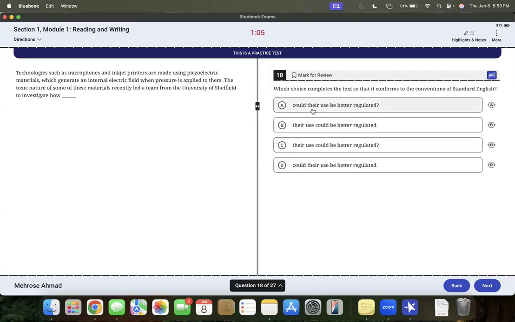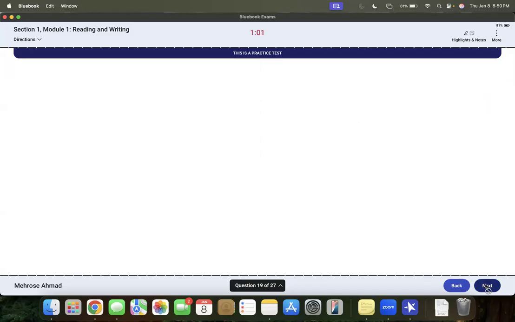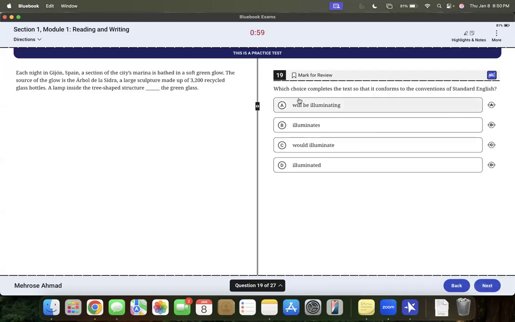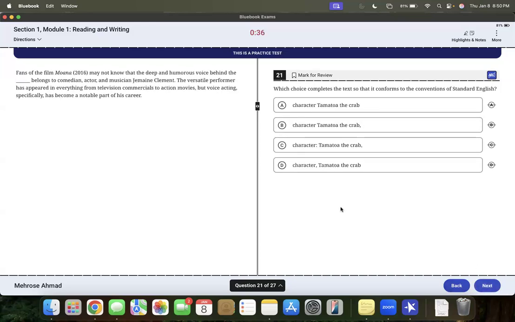Using their, there versus the place there. Again, verb choice, will be illuminating, illuminates, would illuminate, or illuminated. Using the possessive versus the contraction. So phrases with a comma at the end are different from phrases with the comma in between. It's, which is singular, versus there. Again, colon versus comma.